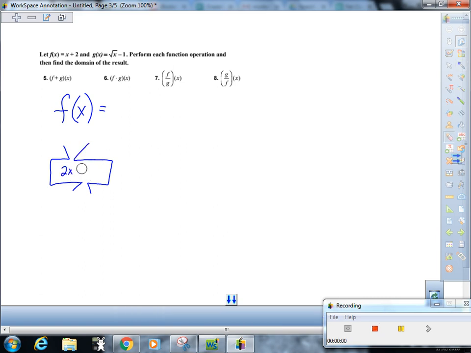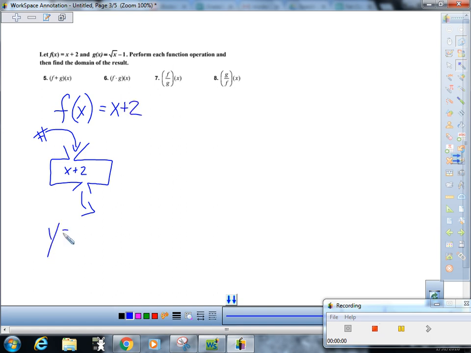I'll just actually use this f of x from above. And we put in a number for x. And the machine takes the number, and what does it do to it? It adds 2 to it, and then it spits it out. That's what a function does. So, just so you know, if you have f of x is x plus 2, that is the same thing as y equals x plus 2. Doesn't that seem so much easier? But you just have to know that's all it's talking about.